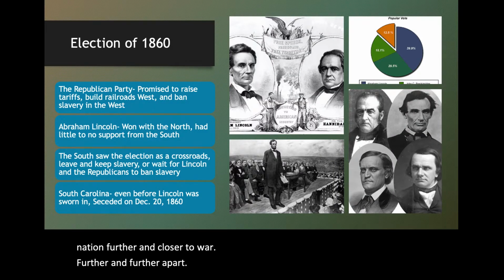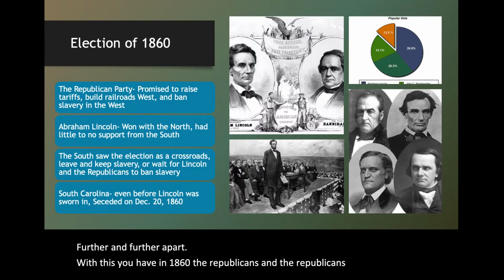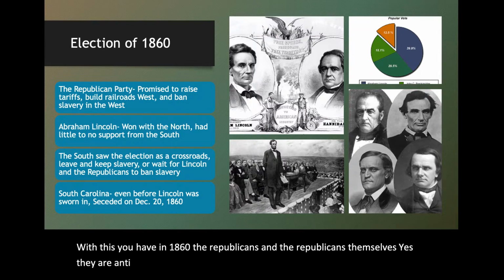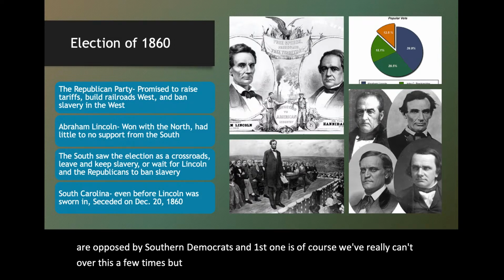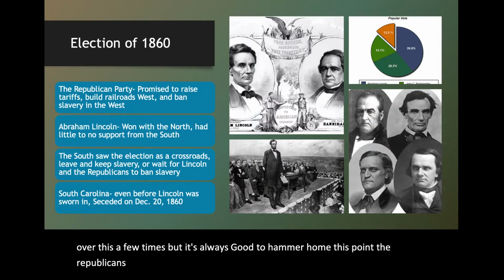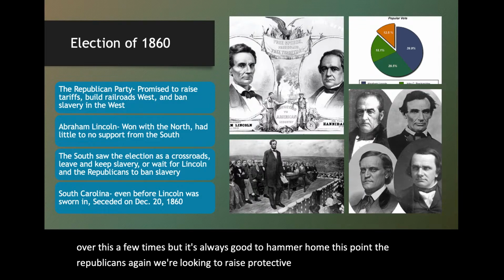With this, you have, in 1860, the Republicans. And the Republicans themselves, yes, they are anti-slave. But they are also promoting other ideals that are opposed by Southern Democrats. And the first one is, of course, and we've really gone over this a few times, but it's always good to hammer home this point. The Republicans, again, were looking to raise protective tariffs to protect industries in the North.